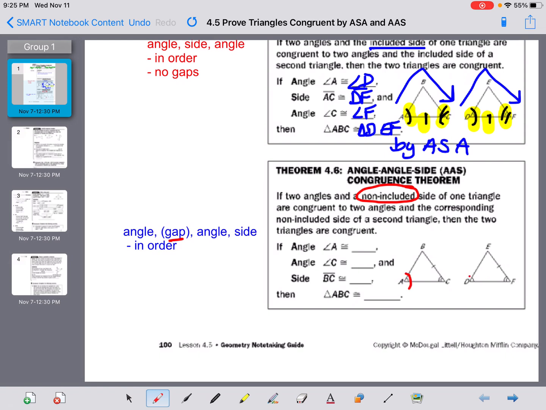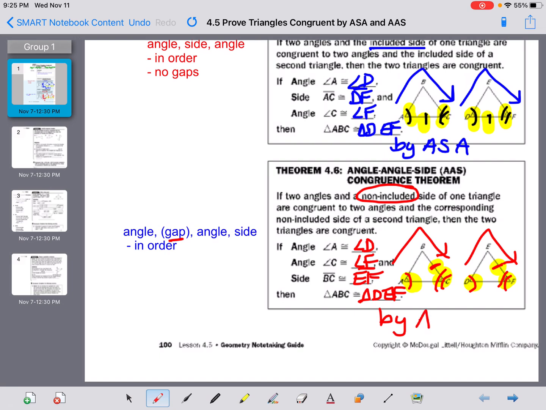So I have angle A with angle D again. You'll notice they use about the same picture from before. Angle C this time with angle F, and side BC and side EF. This is the only one of our methods that has this gap. So now triangle ABC, once again the order goes this way, is congruent to triangle DEF. And this time the reason, if you look at it, I have an angle, then a gap, an angle, and a side. Angle, angle, side. Okay? So this is by angle, angle, side.